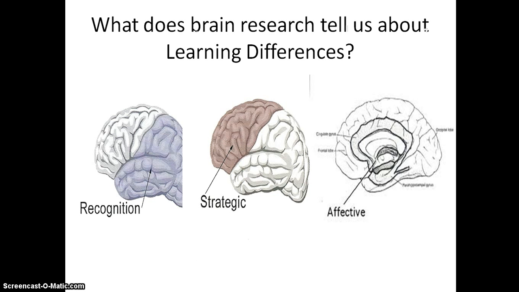What does the brain research tell you about learning differences? With UDL, there are 3 differences: recognition, strategic, and affective. As you can see from the picture, recognition is basically what you learn, strategic is how you learn, and affective is why you learn.